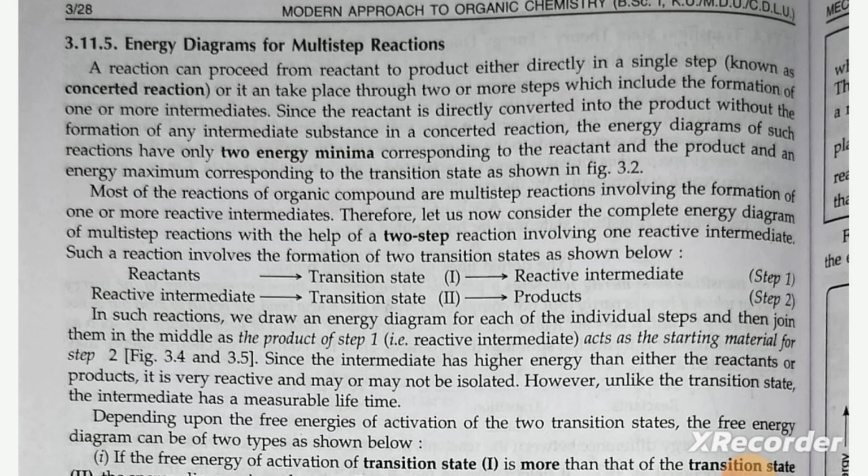In such a reaction, we draw an energy diagram for each of the individual steps and then join them in the middle, with the product of step 1, the reactive intermediate, as the starting material for step 2, figures 3.4 and 3.5. Since the intermediate has higher energy than either the reactant or product, it is very reactive and may or may not be isolated. However, unlike the transition state, the intermediate has a measurable lifetime.